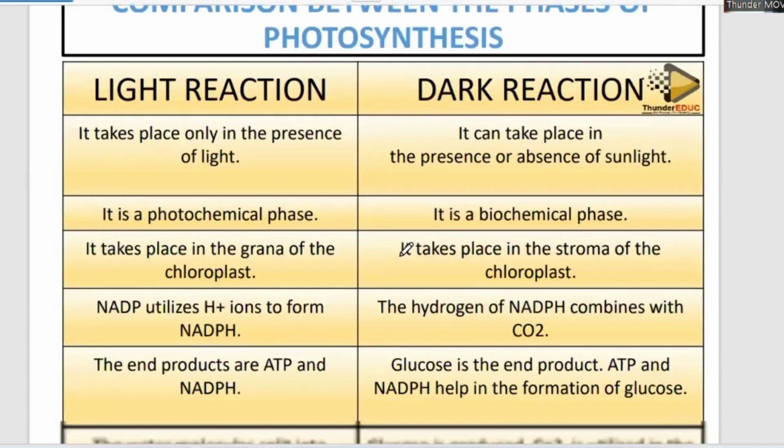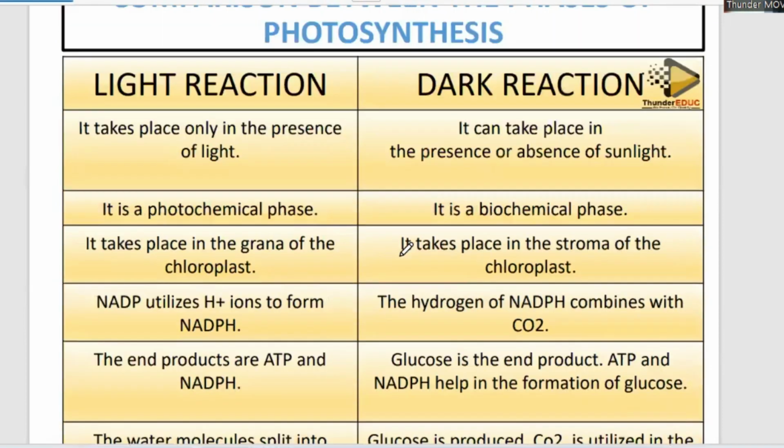Just in one minute, look at the differences between the light phase and the dark phase. Light phase occurs only in the presence of light, as you hear in the word. And then the dark phase occurs in the absence of light. Light phase is a photochemical phase. It means that it is a process that requires light. That process is being facilitated by the light. While the dark phase is biochemical. So these are biological chemical reactions which are happening.